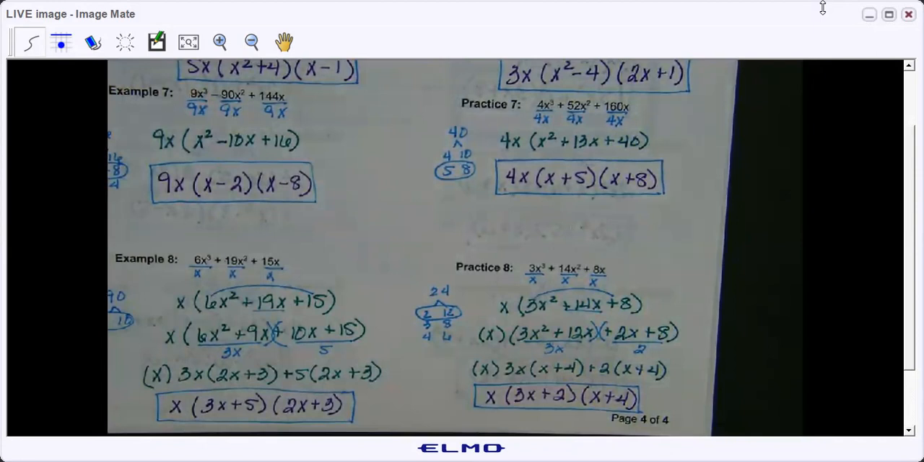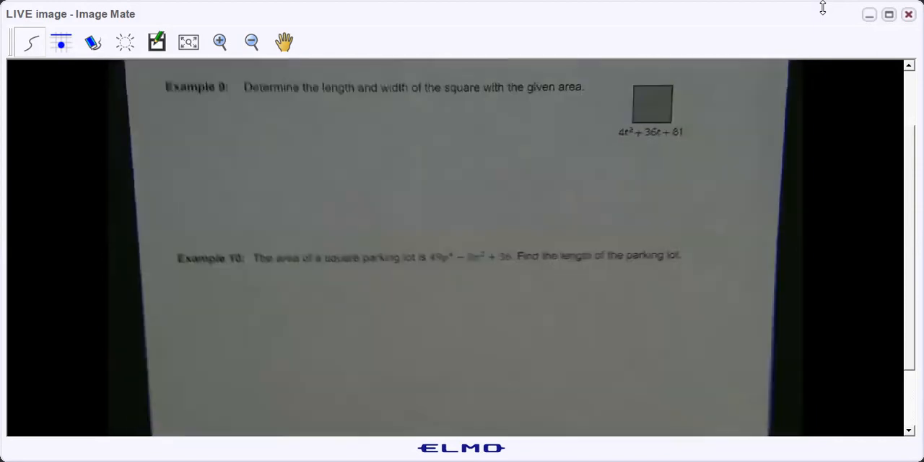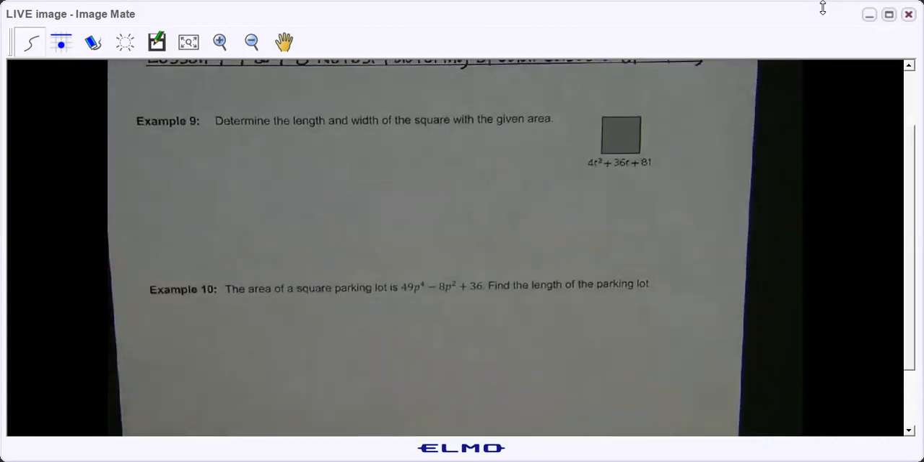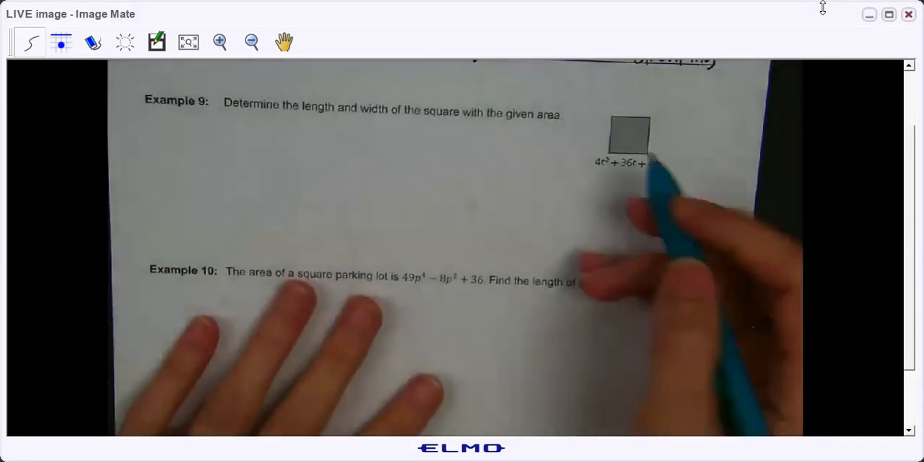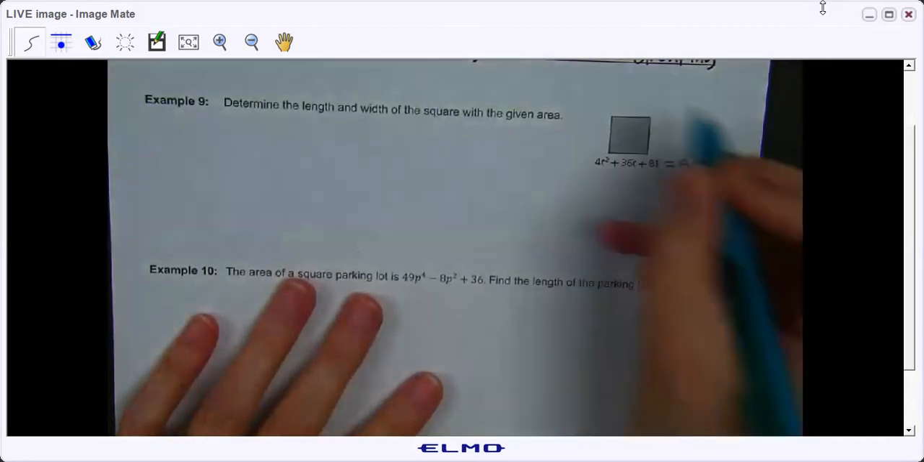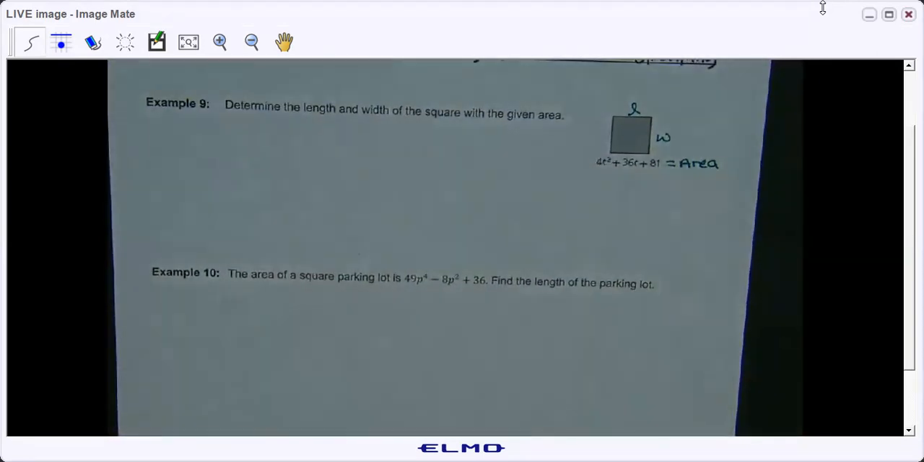Okay, we're going to do the very last 2 problems of our notes. Okay, just a few word problems. So it says determine the length and width of the square with the given area. Now, they're giving you the area here. And they want us to say what the length and the width is. Well, something that you should know about the area of a square is that the length equals the width.